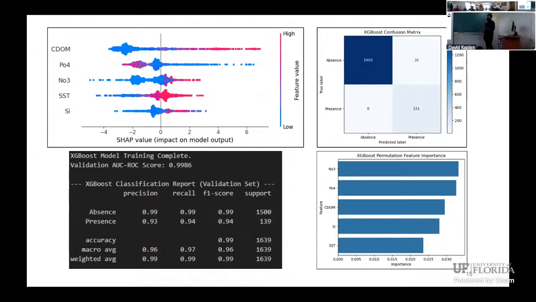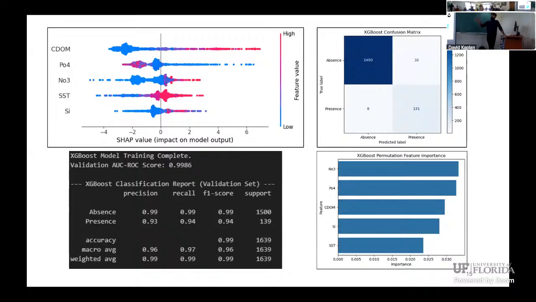For example, let's have a look at CDOM. Now the CDOM shows a direct relationship: as the value turns from blue to red, that means CDOM is increasing. And if we see on the x-axis, that's the impact on the model. That means whenever the CDOM is increasing, going from blue to red, it's having a positive influence on the entire model. That means CDOM is having a direct relationship with the model.